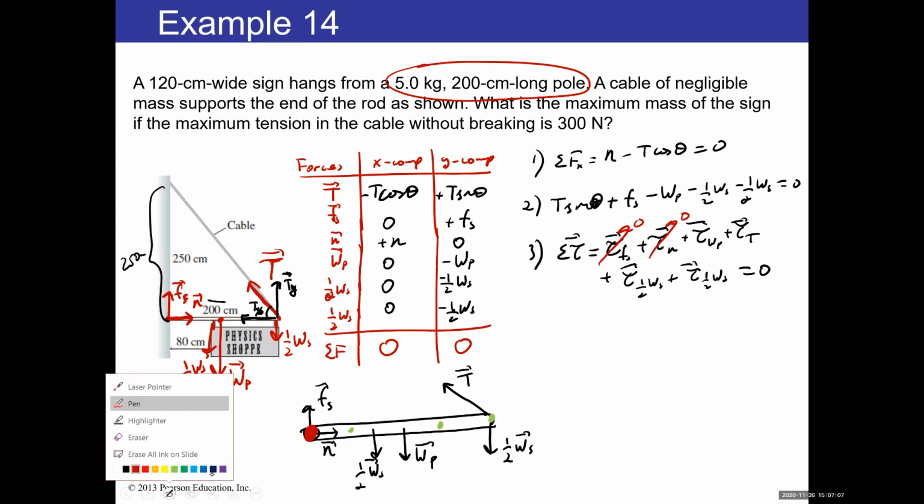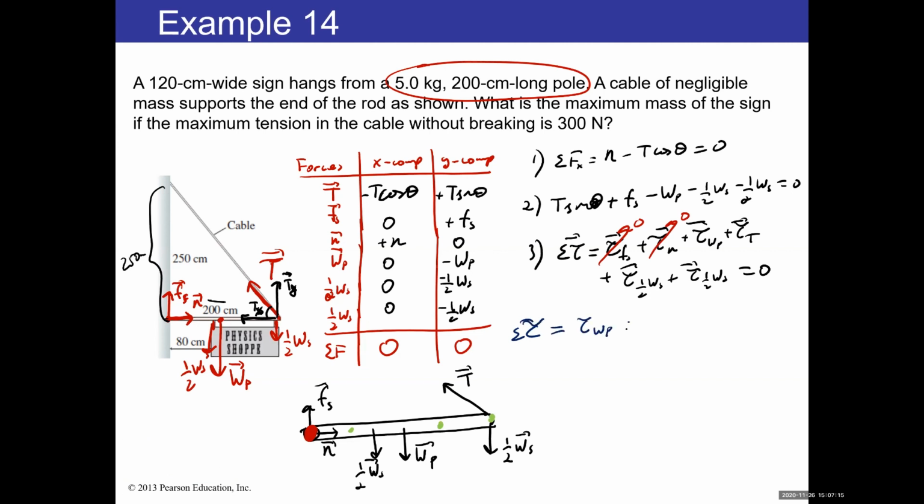So then my torque equation will be this. Net torque is equal to the torque due to the weight of the pole, plus the torque due to the tension, plus the torque due to 1/2 the weight of the sign, plus the torque due to the other 1/2 weight of the sign. I'm not combining them because they give me different torques with respect to the left end, because their r's are different. The first 1/2 weight of the sign is closer than the second one. So this is equal to 0. And that's what I'm going to do right now.